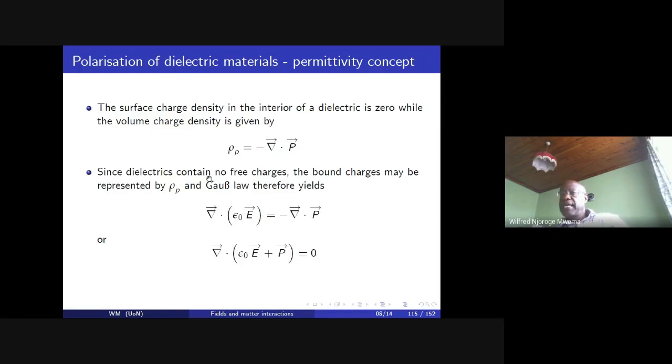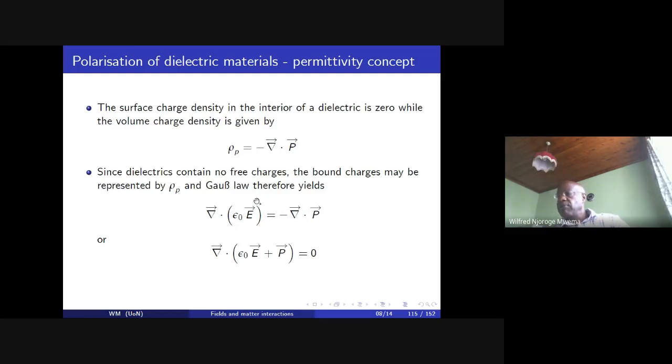Since the dielectrics contain no free charges, that is, perfect dielectrics will have no free charges, the bound charges may be represented by the volume charge density, and Gauss law is therefore applied, and we get that the divergence of epsilon naught multiplied by E, where this is the field without the dielectric, must be given by the bound volume charge density, where we are now replacing the dielectric with its equivalent volume charge density, the bound charge density due to the polarization.